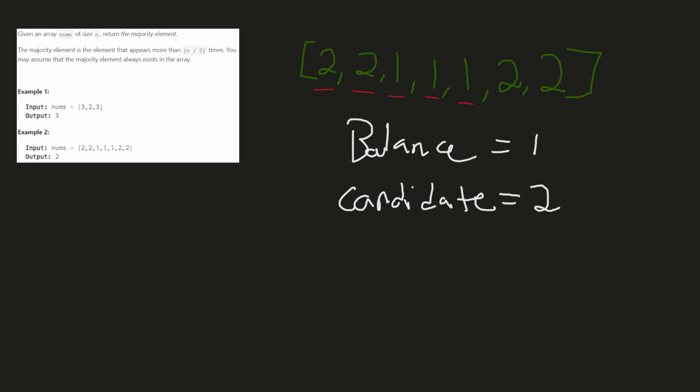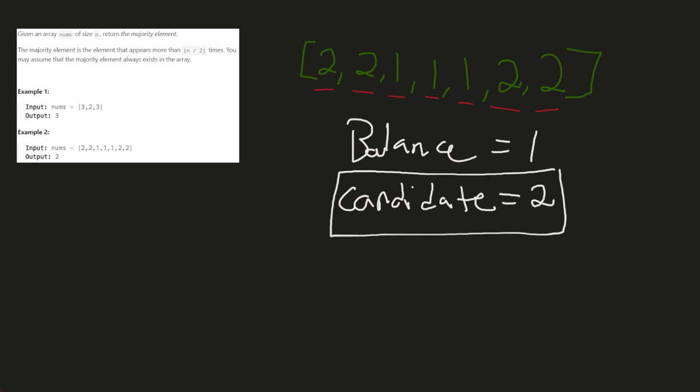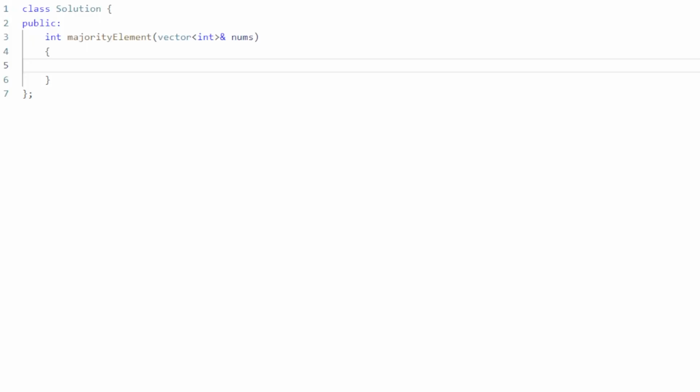Now we set our balance to 1, but we switch the candidate to 1 because it is our majority as of right now. Then we go to 2, we subtract 1 again from balance, so we're at 0, and now we get another 2, so we switch the candidate and our balance is at 1. So here we can see that the majority is 2, and that is our current value, and we just return the candidate. So how do we code this?